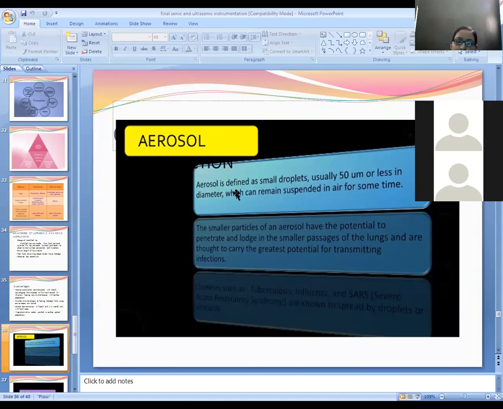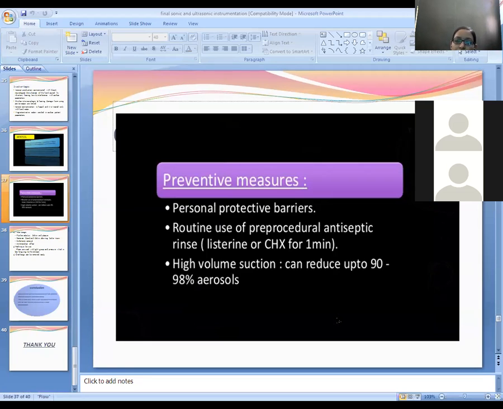What are aerosols? Aerosols are defined as small droplets of 50 micrometers or less in diameter, which can be suspended in the air for some time. The smaller particles of the aerosols have the potential to penetrate and lodge in the smaller passages of our lungs and are thought to carry the greatest potential for transmission of infections. Diseases like TB, influenza, SARS are known to spread by droplets of the aerosols.